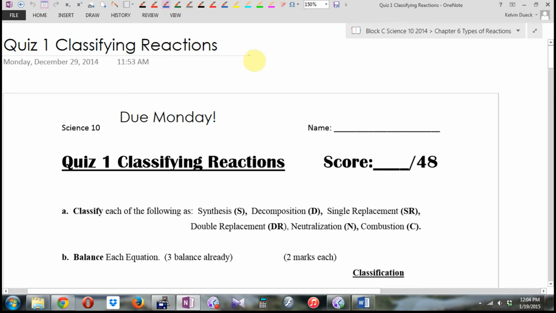So your test is next class. I didn't put on your previous tests you've had on the front page like a big matching vocabulary. That's not on there, but you absolutely need to know the difference between a synthesis and a double replacement and a single replacement and neutralization and the opposite of synthesis, decomposition, and then a combustion. You need to know what those mean and what they look like.